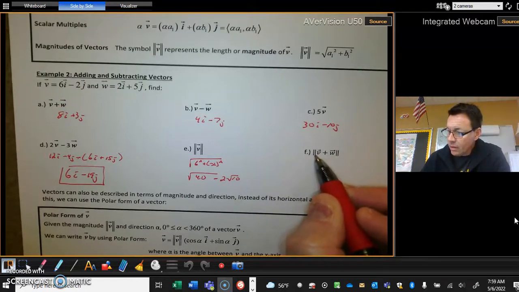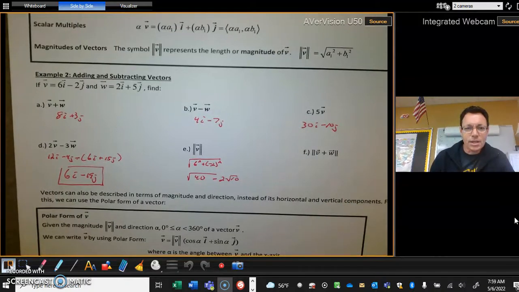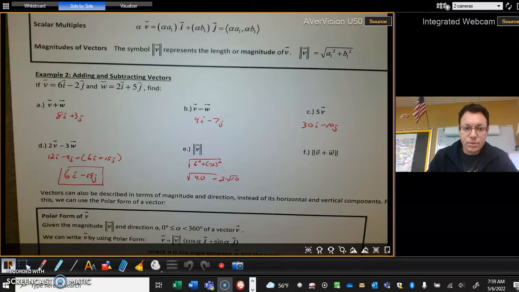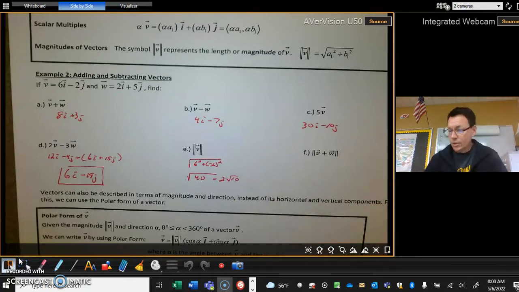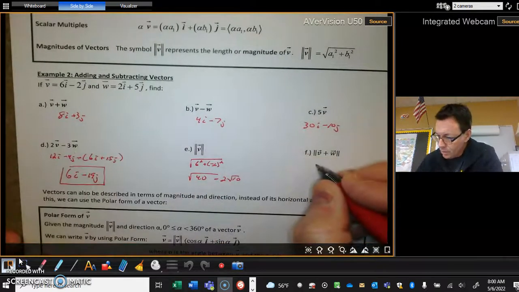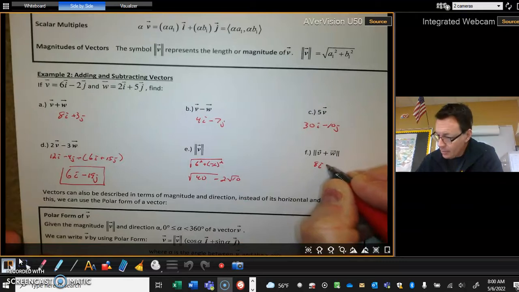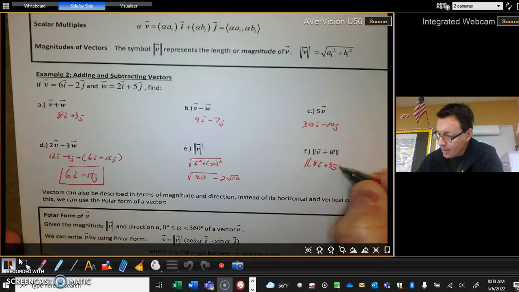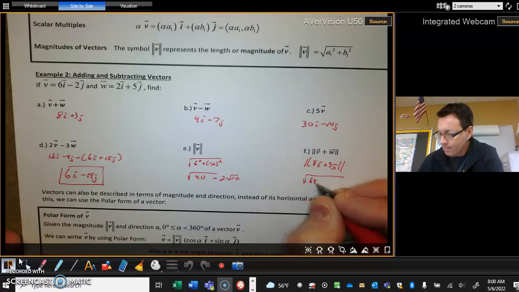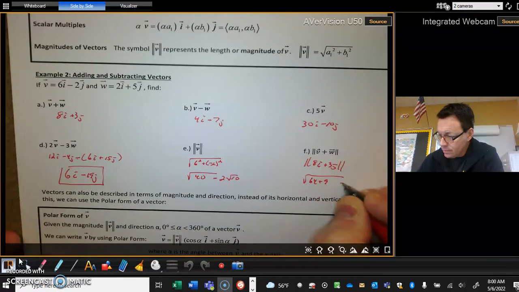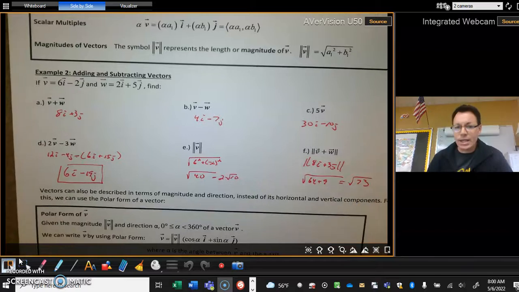Okay? Now, last one here, F. Make sure you understand what this is saying. It's saying, what is the magnitude of v plus w? So we need to find what v plus w is, and then we're going to find the length of that new vector. Well, we actually already found v plus w. We found it was 8i plus 3j. And now I need to find the magnitude of that. So it's the square root of 8 squared plus 3 squared. So square root of 73. And like I said, I would just leave it like that. That's a fine answer. Okay?